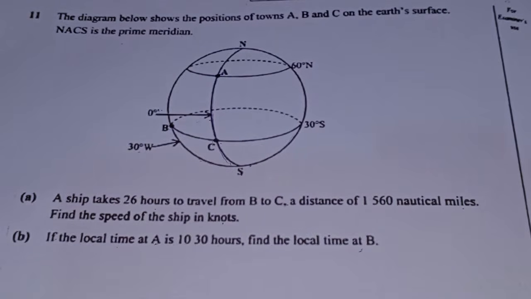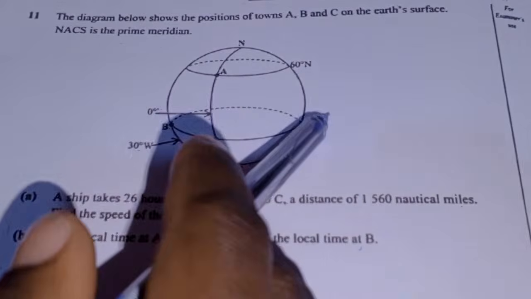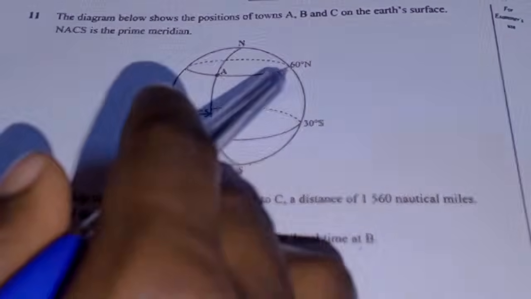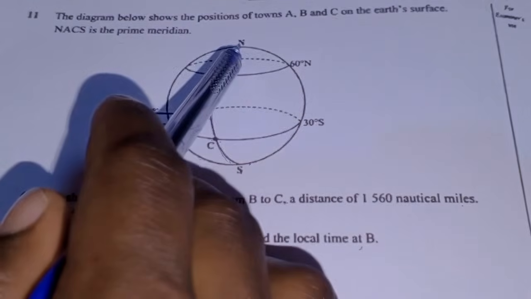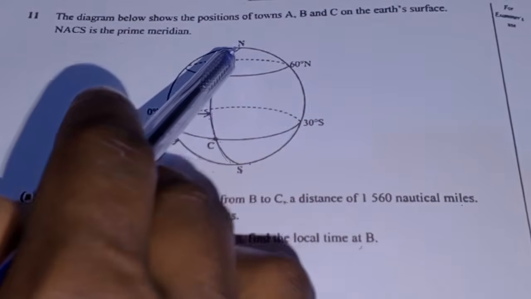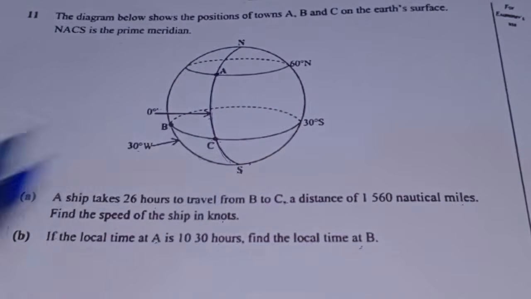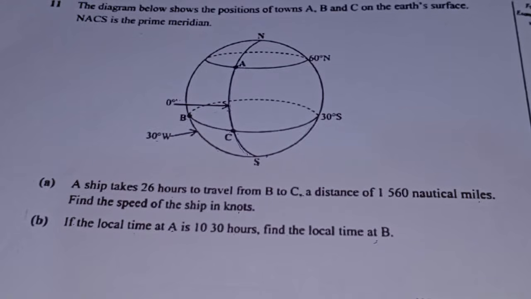So what you need to understand is that latitudes are imaginary lines that run from west to east. So this is a latitude here as well as this one. Then when you talk of longitudes, longitudes are imaginary lines that run from north to south. So this is a longitude right here. That is what we have on the diagram.